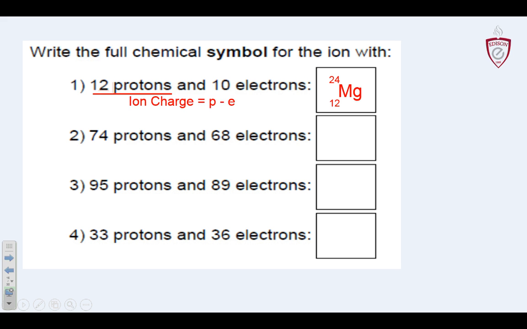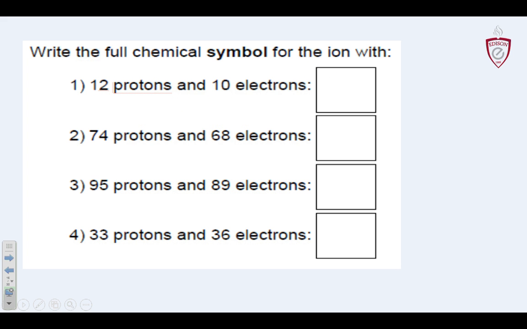Okay. And the ion charge is going to be equal to the protons minus electrons. So we're going to take 12 minus 10, because we were told that there's 10 electrons in this particular example. So the charge for this ion that's going to go in the top right corner there is positive 2, because I took the protons and subtracted my electrons from it. Again, it gave me 12 protons and 10 electrons. That's where our numbers there came from.